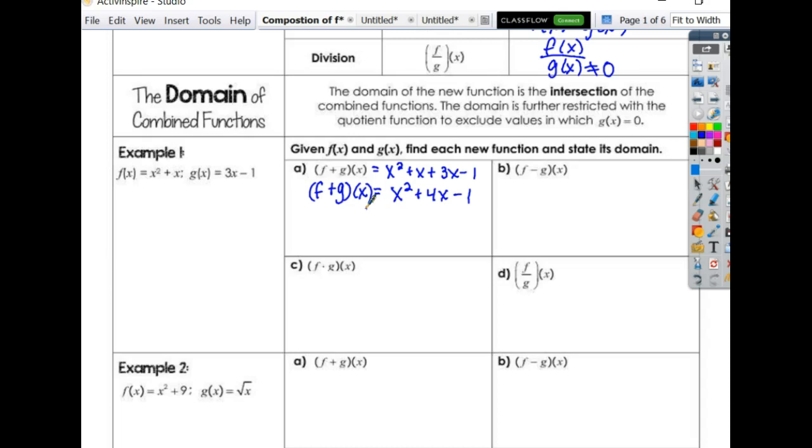And the last thing it says to do, bless you, is state the domain. So if I start here, x squared is a parabola, and the domain of every parabola is all reals. This one is a line, and so the domain here is all reals. So do I have any number in the all reals that I can't use? No. So the domain here is going to be all reals. And I know that because it ends up being a parabola.